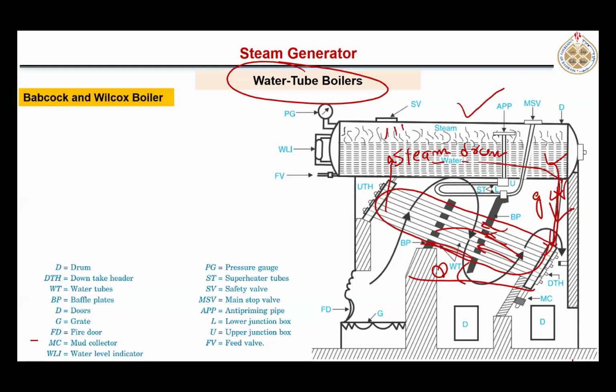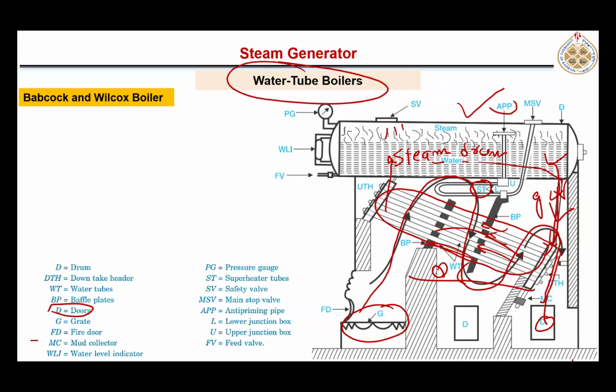So this has high efficiency and it is capable of meeting large steam demands. So these are suitable mainly for thermal power plants and industrial process heating. And here you can also see the superheater. So here are the hot gases which are moving like this over these tubes. Okay. And finally they are going towards the chimney, right? So D here means doors, I think. Yeah, D are doors here.